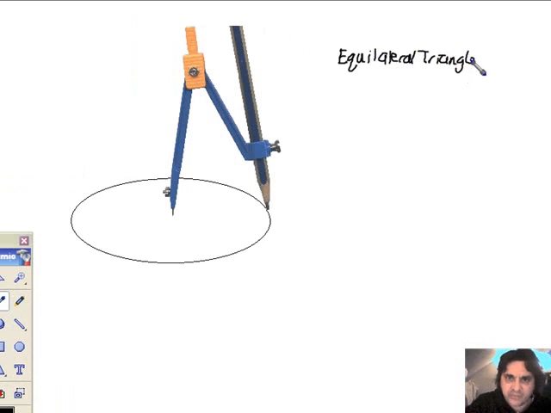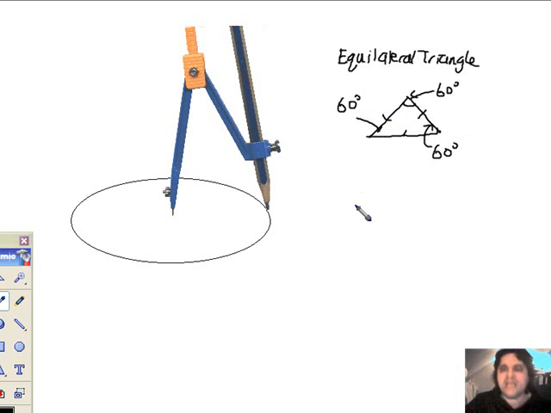Now you should remember from Key Stage 3, equilateral triangles look a bit like that. All the sides are the same and all the angles are 60 degrees. You and you and you. So essentially that is a 60-degree angle, there and there. Equilateral. Same lengths, same angles. 3 equal lengths, 3 equal angles.